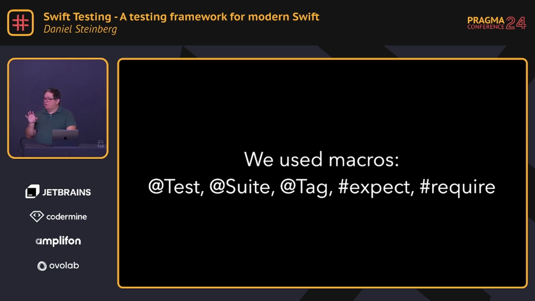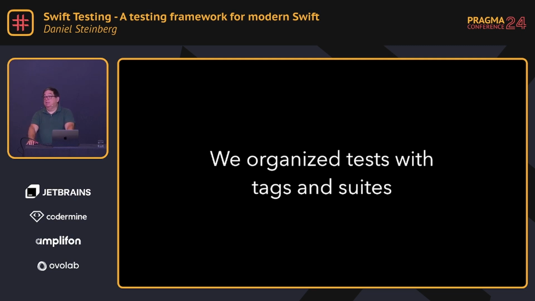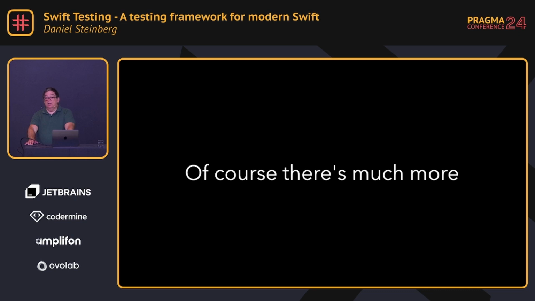Like there's some macros when you expand, like #preview or #observable, or I'm sorry, @observable. You expand it and you go, oh, I see what they're doing. With this, it's just stuff so that the test runner runs right. And so it's not that interesting. We tested simple code, code that throws errors, code that is async. We organized our tests using suites. We organized them using tags. We took a quick look at parameters. And of course, there's more.